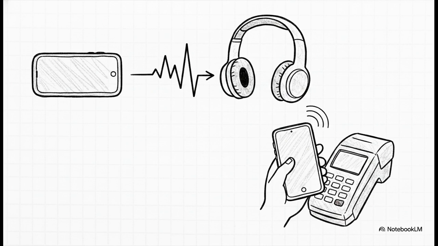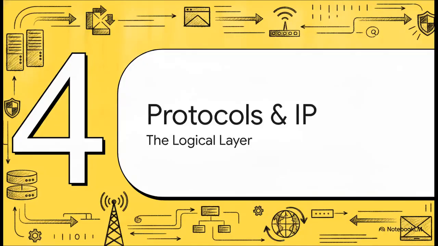Bluetooth is a classic example. It pairs your personal devices together, like your phone and your wireless headphones, creating what we call a personal area network, or a PAN. Then there's NFC, or Near Field Communication. This is for extreme short-range data exchange. If you've ever held your smartphone just inches away from a register to use Apple Pay or Google Wallet, you are utilizing NFC.